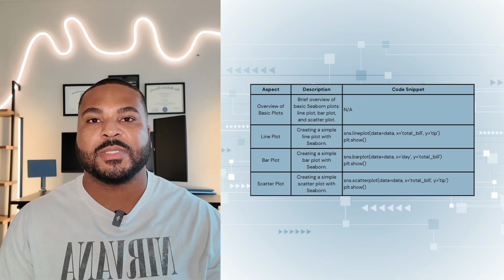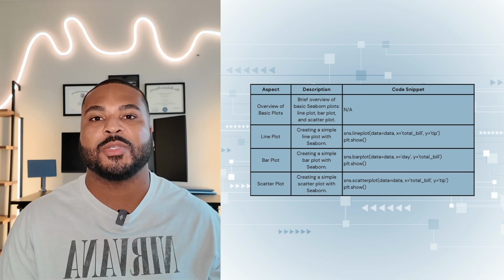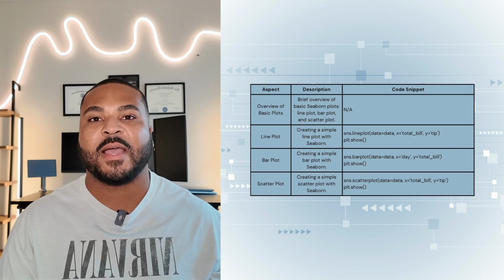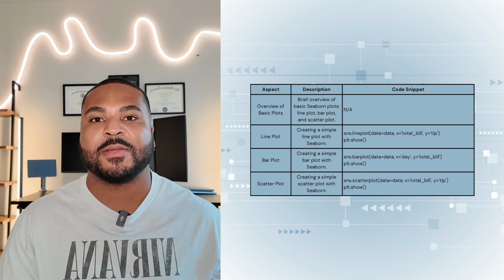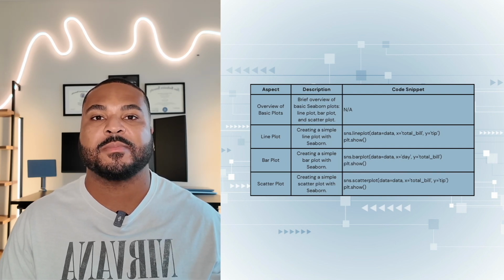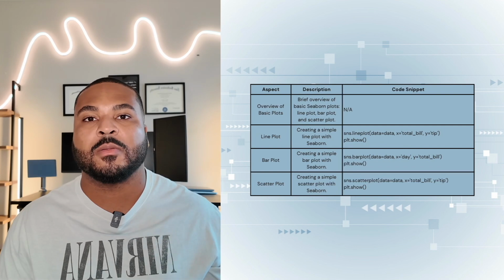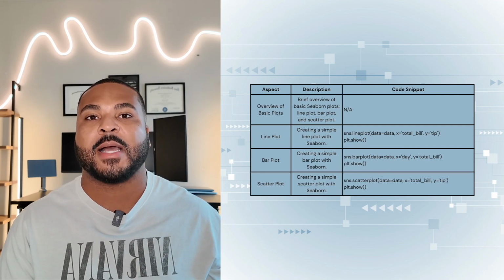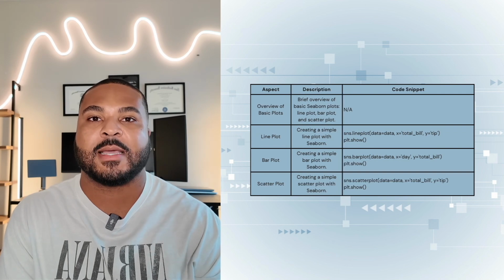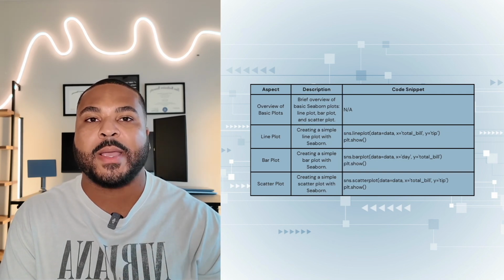Scatter plots are used to visualize the relationship between two numerical variables. They are useful for identifying correlations and patterns in the data. Let's create a scatter plot to visualize the relationship between, let's say, total bill and the tip amount. This scatter plot code snippet will generate a scatter plot with the total bill on the x-axis and the tip amount on the y-axis.